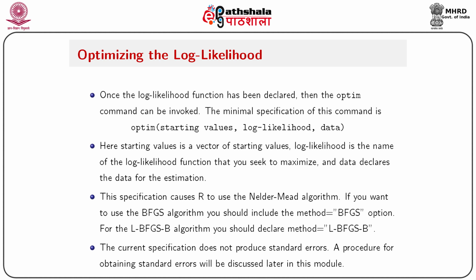Then comes optimization using the optim function of the likelihood. Once the likelihood function has been declared, the optim command can be invoked. The minimal specification of this command is optim, then starting values, log likelihood, and data. Here the starting value is a vector of starting values, the log likelihood is the name of the log likelihood function that you seek to maximize, and data declares the data for the estimation. The specification causes R to use the Nelder-Mead algorithm by default. If you want to use the BFGS algorithm, that is the quasi-Newton method, you should include the method BFGS option, and for the L-BFGS-B algorithm you should use, within double quotes, L-BFGS-B. The current specification does not produce the standard errors. A procedure for obtaining standard errors will be discussed later in this module.